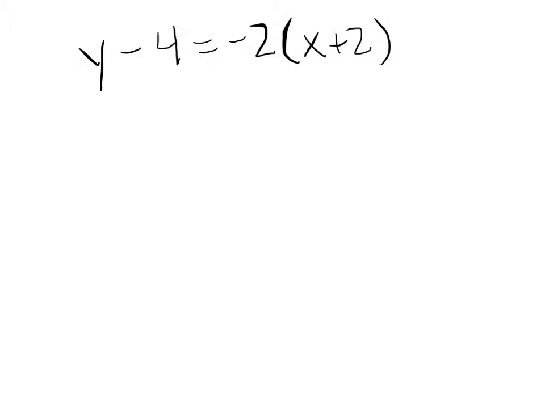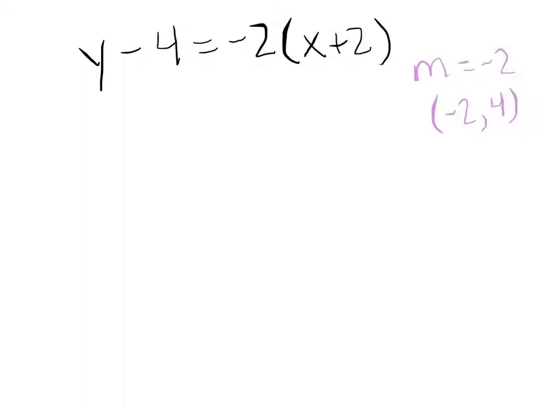Alright, last converting problem. I decided I'm going to use some cool colors on this one instead of red and blue. So, let's think about what form do we have here? Point-slope form. So, from point-slope form, we can find the slope, which is negative 2, and the point that it goes through, which is negative 2 and 4, always opposites.